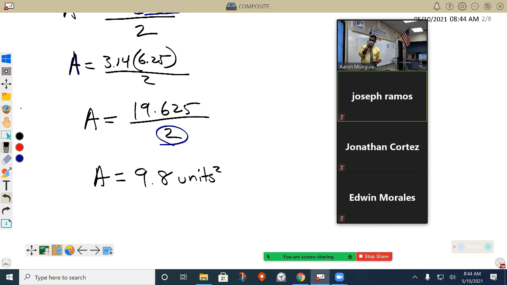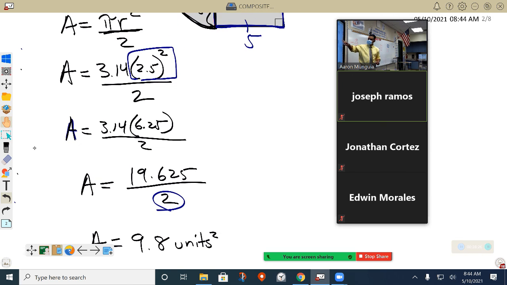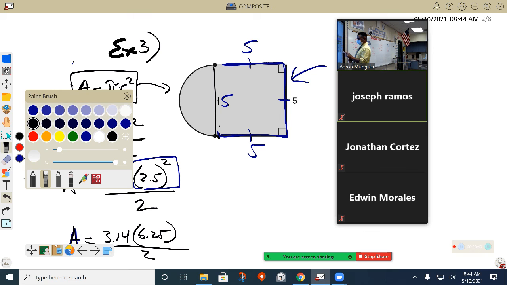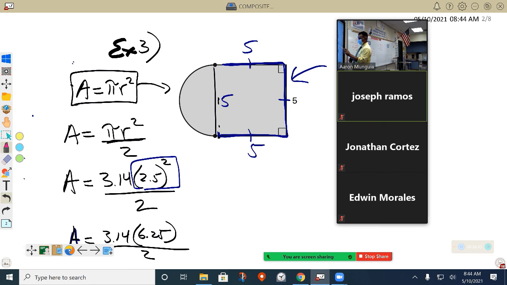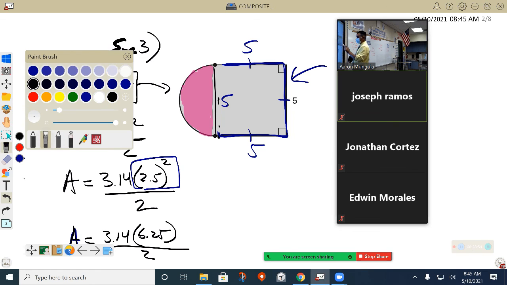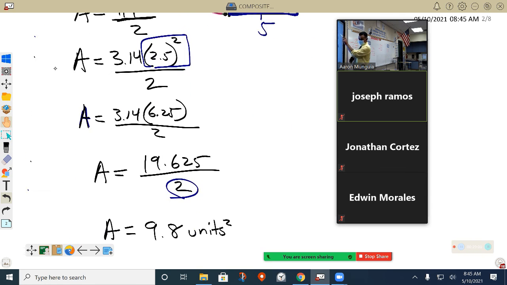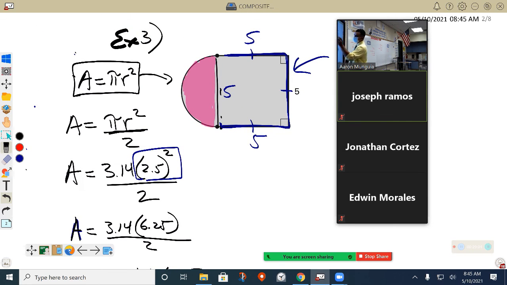Nice. Okay. So all this area of the half a circle now, so this right here, the half a circle. Let me color it in. I'm gonna color it in pink. How about that? So all this is 6 square units. No, 9.8. Is it 9.8? Yeah, 9.8 square units. We're done with half the circle. That's the toughest battle.